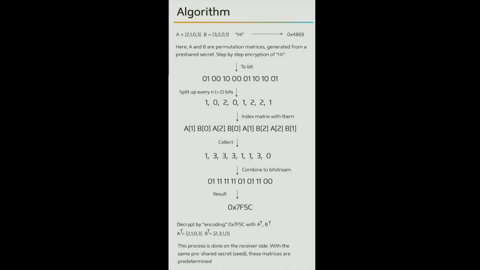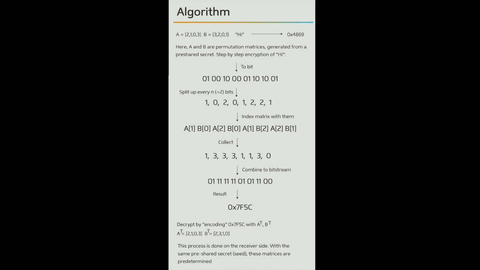When we index these matrices, we get a sequence of numbers again: 1, 3, 3, 3, 1, 1, 3, 0. For each number, we convert it into bits, and here we need to use 2 bits to represent each of them. So we'll get the sequence 0, 1, 1, 1, 1, 1, and so on. And now this bit stream will be converted to the final form, 7F5C in hexadecimal. This is the encrypted string.